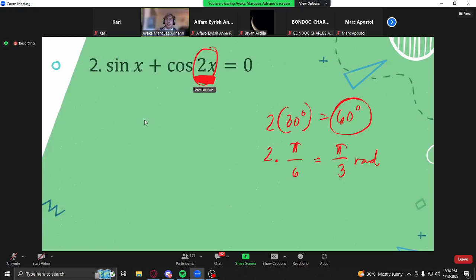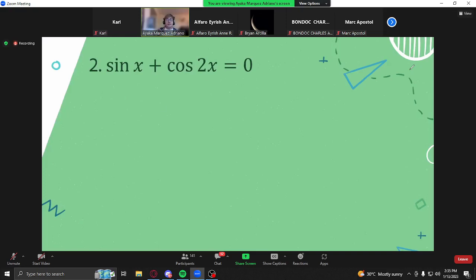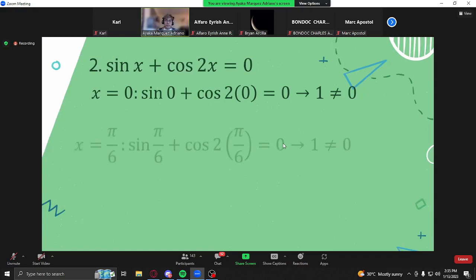We need to find which angle measure between 0 to 180 degrees or 0 to pi radians should be the value of x to make the trigonometric equation satisfied on both sides. Try natin sa una. Mabilisan ko na lang i-discuss sa inyo. When we try 0, that will be sine 0 plus cosine double of 0. So the answer will be 1. This should be reflected on your calculator. And definitely it's not equal to 0.